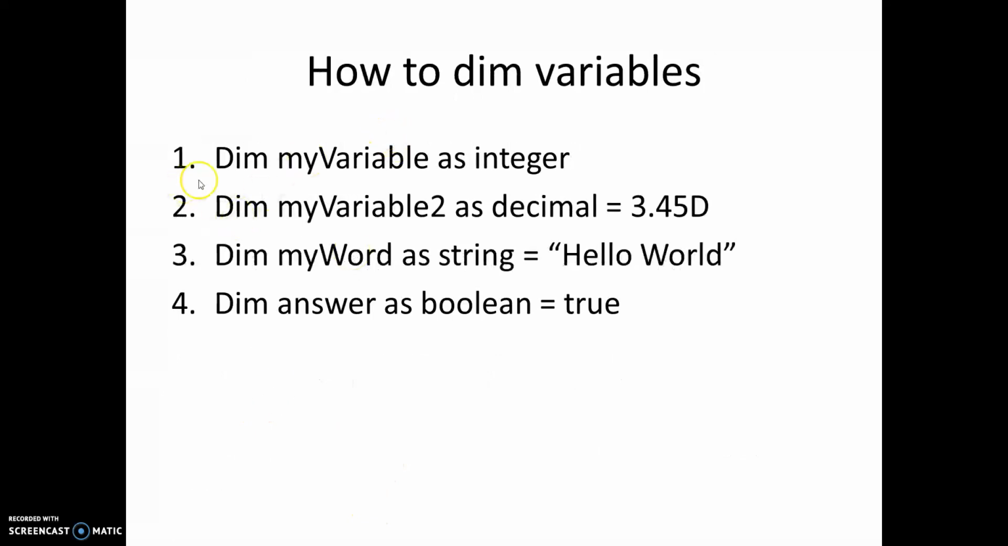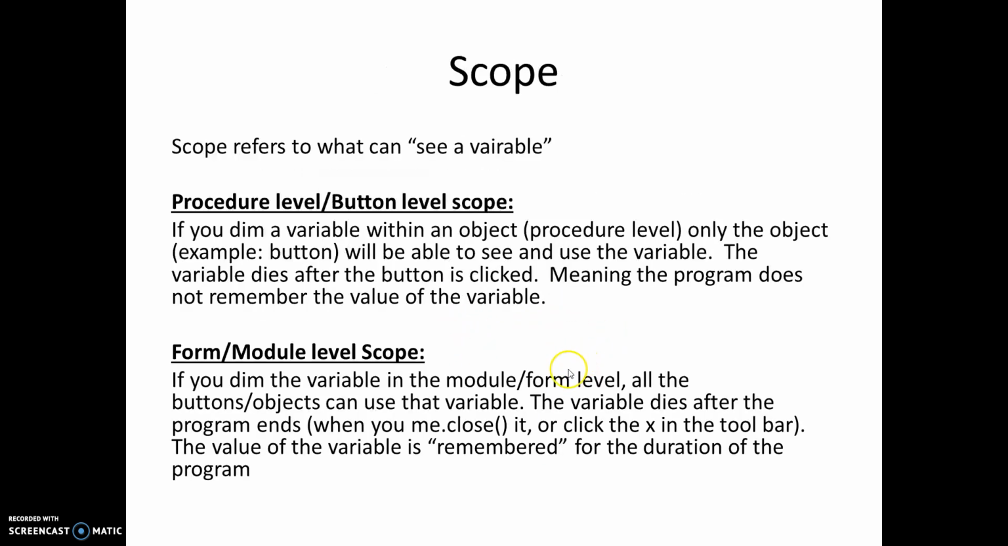Okay, how to dim variables? You see right here, dim my variable as integer. Dim my variable 2 as decimal equals 3.45D. The reason why we put D in there is you do that with decimals. It forces the computer to use a decimal. Dim my word as string equals "hello world". This will make a text. A string can store 2 billion characters, so you could fit a lot of books in there. Dim answer as boolean equals true. Okay, that's that.